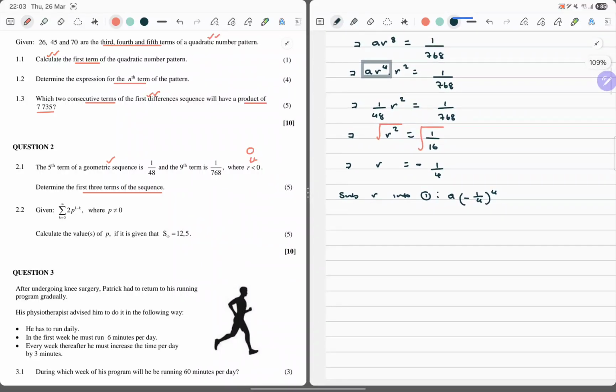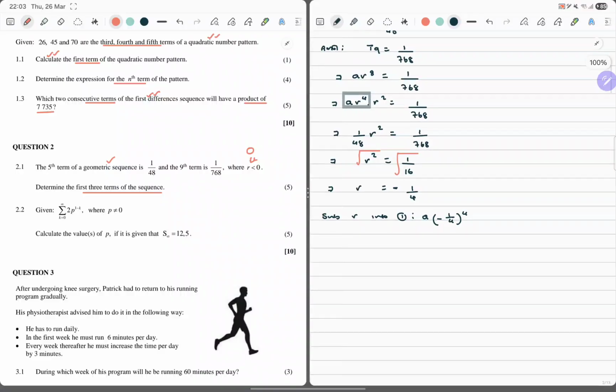Now this is equal to 1 over 48, right? So this implies that our A is going to be 1 over 48 divided by minus a quarter to the exponent 4. So we get 16 over 3. Nice and easy.